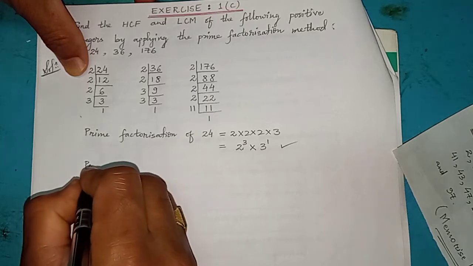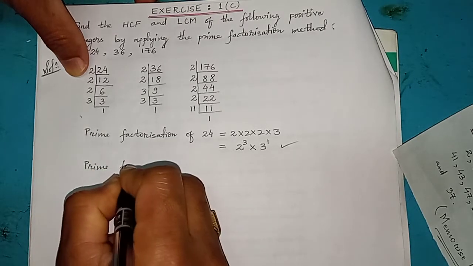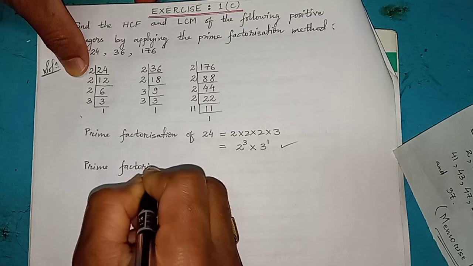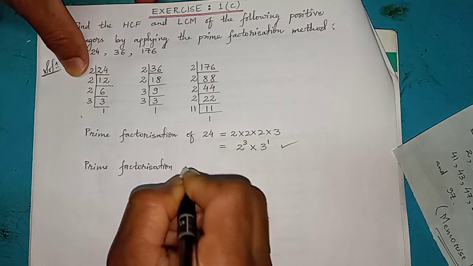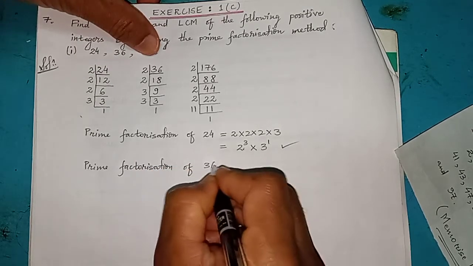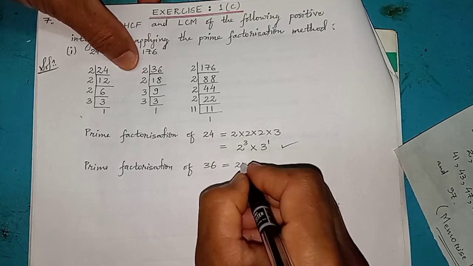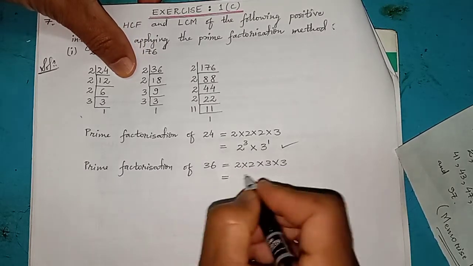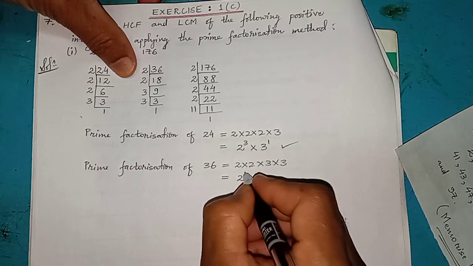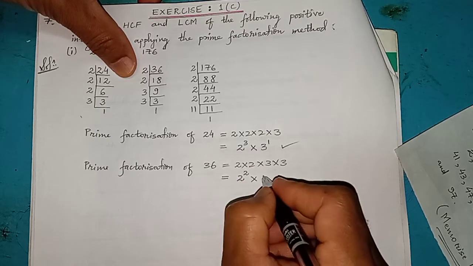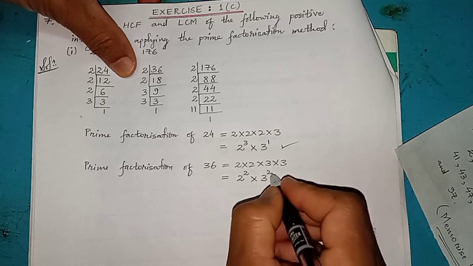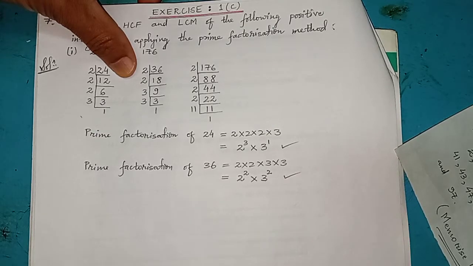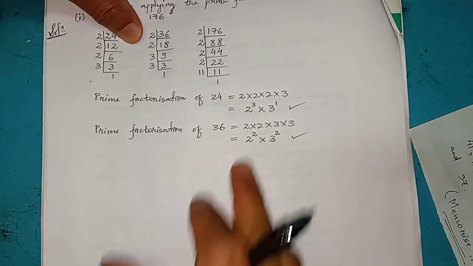Now we'll write the prime factorization of 36. For 36 we got 2 into 2 into 3 into 3. When we write in power notation, 2 is a prime factor and 2 is coming 2 times, 2 square. 3 into 3 means 3 square, because 3 is a prime factor and it's coming 2 times. So 2 square into 3 square is the prime factorization of 36.